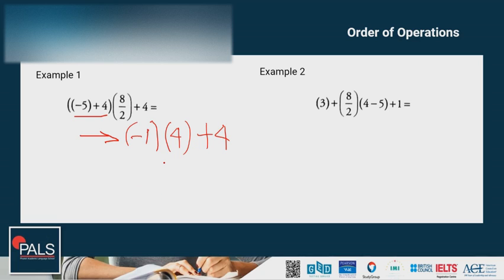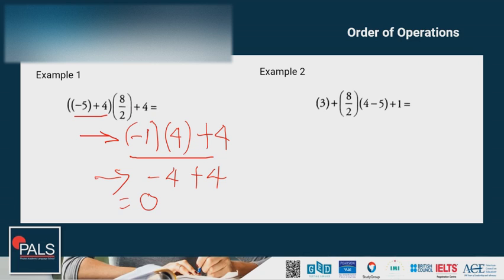Now you have the new set of operations. Here, let's do the -1 times 4 first. So -1 times 4 is -4, plus 4. The last operation is -4 plus 4, which is equal to 0. So the answer is 0. If you don't follow the order of operations, you will always get a different answer. Let's try example number 2.